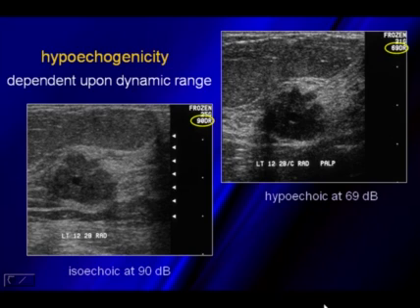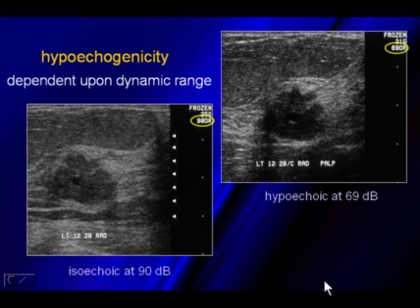Our machines that we're using nowadays run with much wider dynamic range, broadband technology, compound imaging, things like this that help improve our image, so we're just not seeing cancer as dark as we did before. Also, if you notice, we can see this area of central necrosis much better in the lesion running at 90 dB compared to the one at 69 dB.